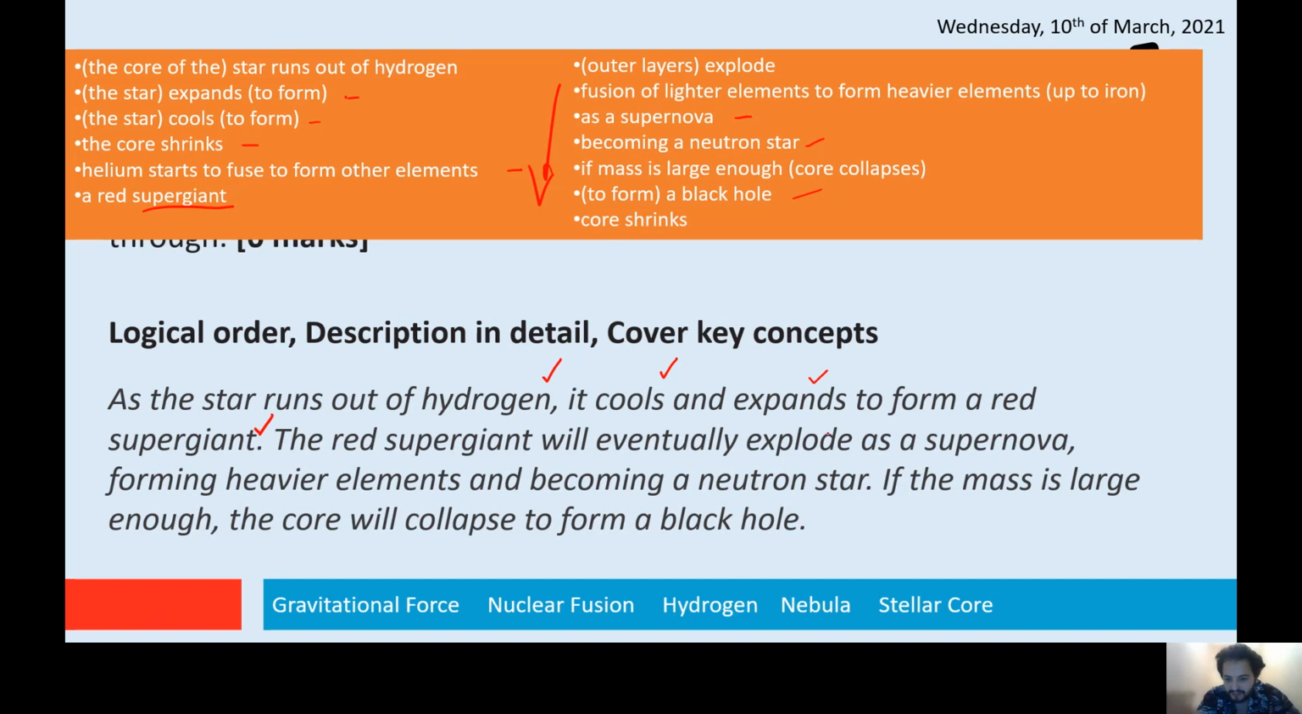The red supergiant will eventually explode as a supernova, another point, forming heavier elements, another point, becoming a neutron star. If its mass is large enough, the core will collapse to a black hole. So here we've got literally just a paragraph. I think that's 3 sentences there, but it's jam-packed with information. I think you guys are more than capable of writing down an answer like this. So feel free to pause the video, read through that a couple of times, make sure it makes sense in your head.